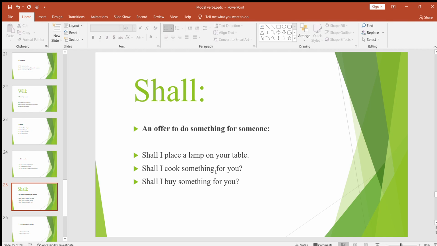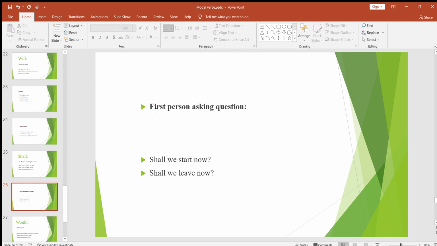Here again, you're offering someone to do something for him or her. Shall I buy something for you? So the first use of shall as a modal verb is an offer to do something for someone. Next, first person asking question.